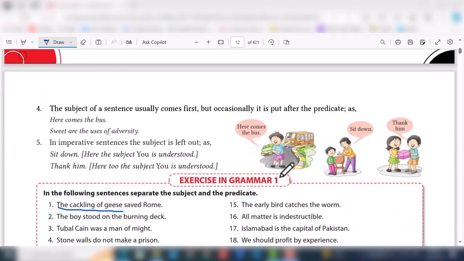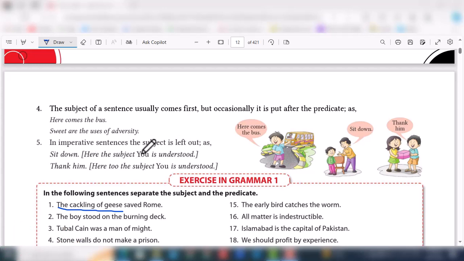So here are some instances where we can identify these in simple sentences, and then we will step further into complicated and complex sentences. First is the subject. The subject usually comes first, as we all know. Here comes the bus. So sweet are the uses of adversity.